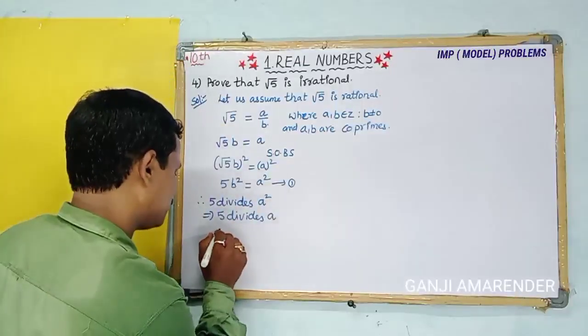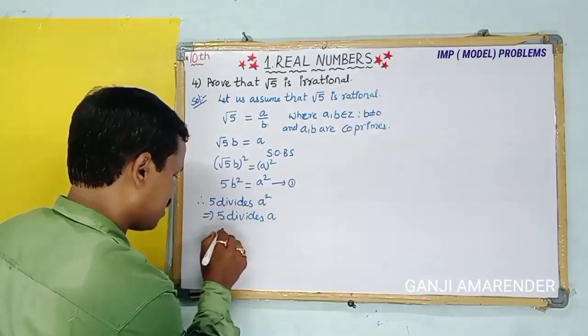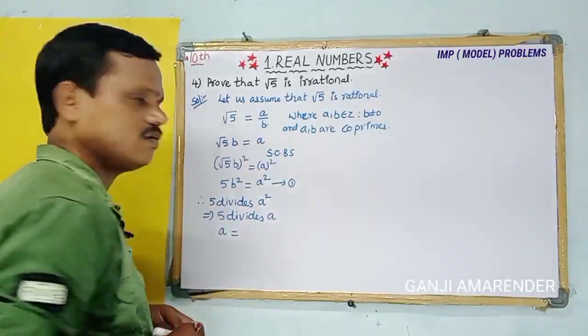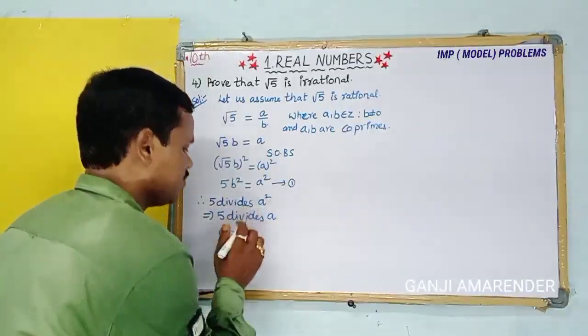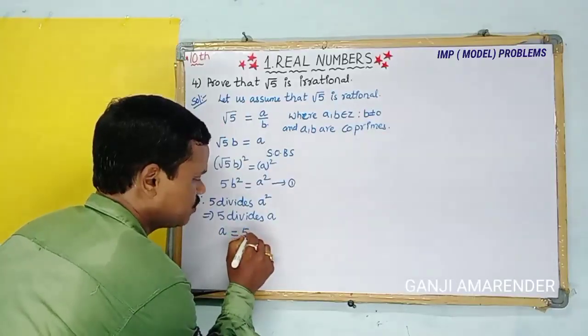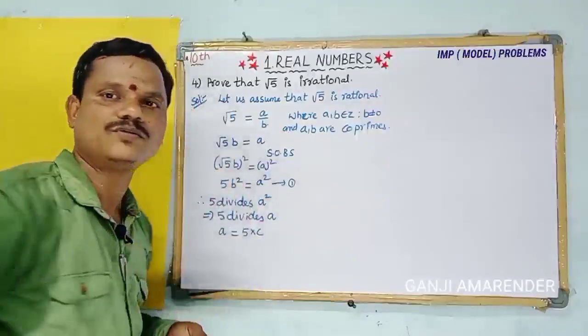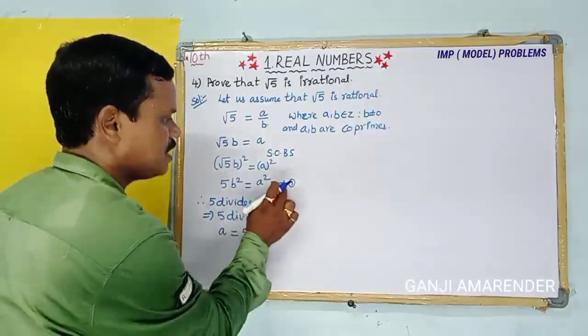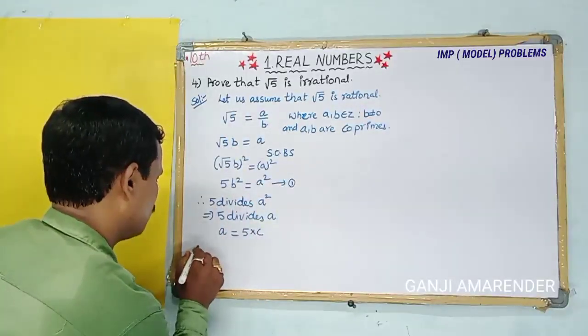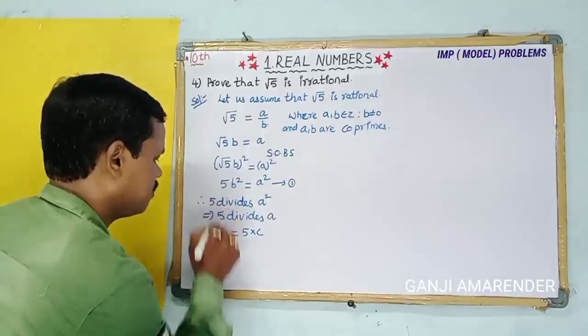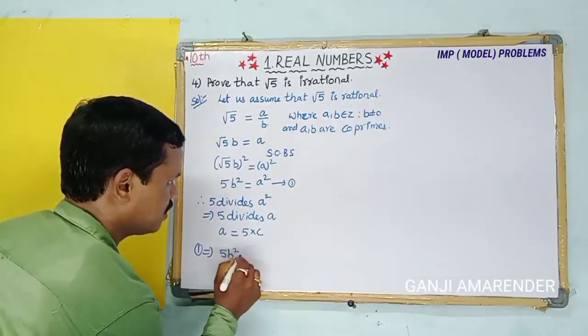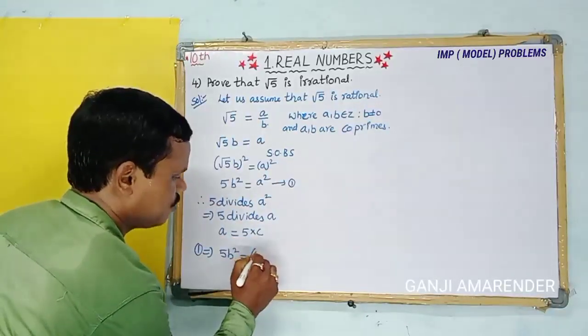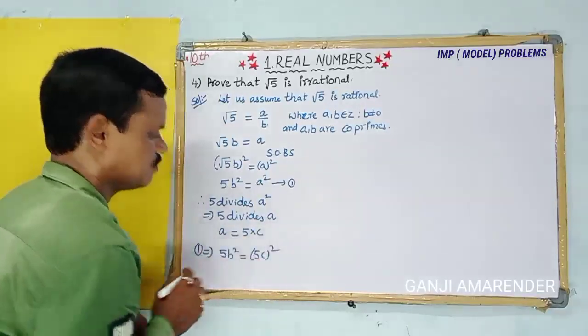5 divides a means a is equal to 5 into something, 5 into c. Now write a is equal to 5c in equation 1. It implies 5b square is equal to 5c whole square.